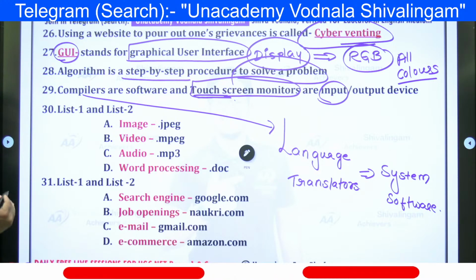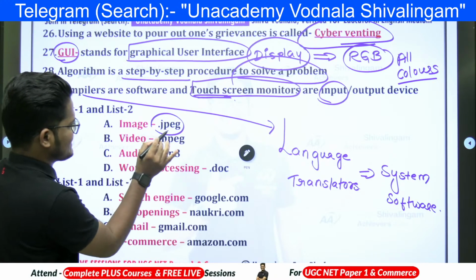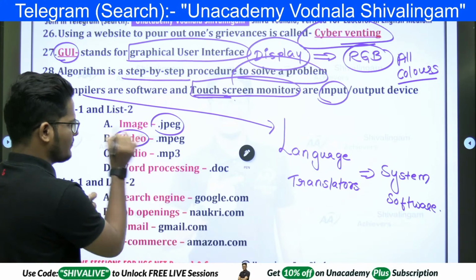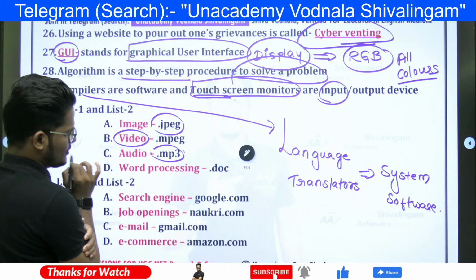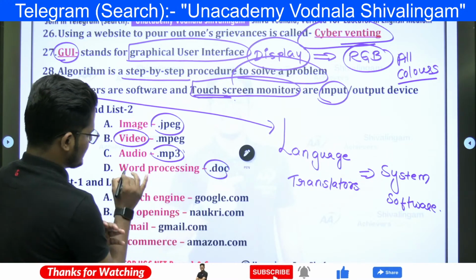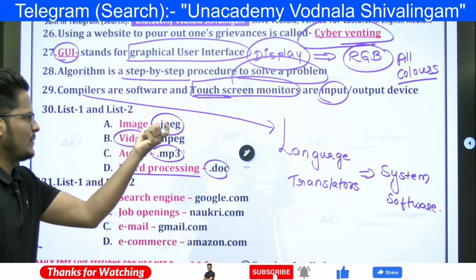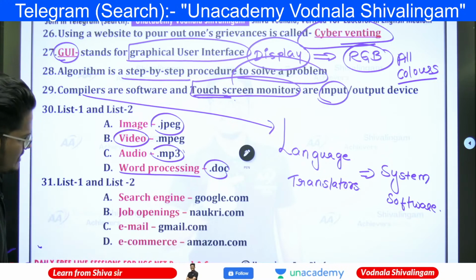Right. Next, .jpg is an extension for an image file. .mpeg is an extension for video. .mp3 is an extension for audio. .doc is an extension for word processing. These are the respective extensions for each file type.